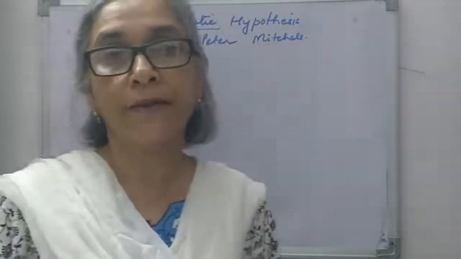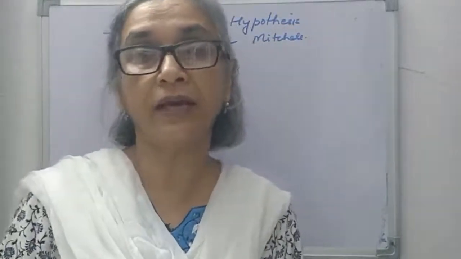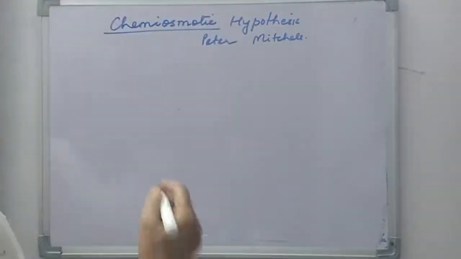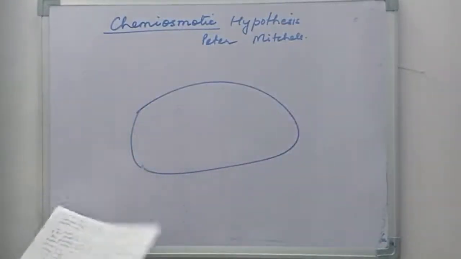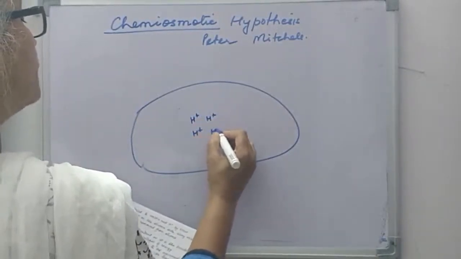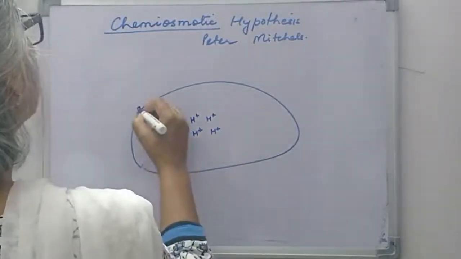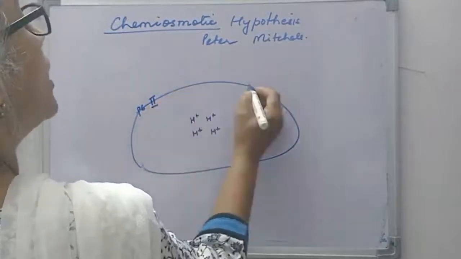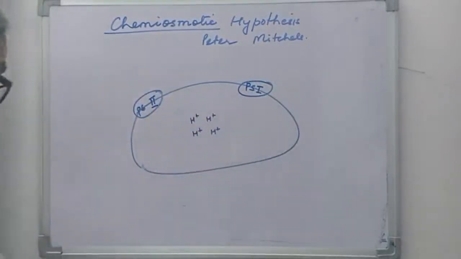Now I will just draw a figure showing you the thylakoid and the various electron transporters and the ATPase enzyme, and what I have said will become clear to you. So this is the thylakoid. Now the lumen of the thylakoid contains protons, and we will see that there are two photosystems, photosystem 2 and photosystem 1, that are present on the membrane.